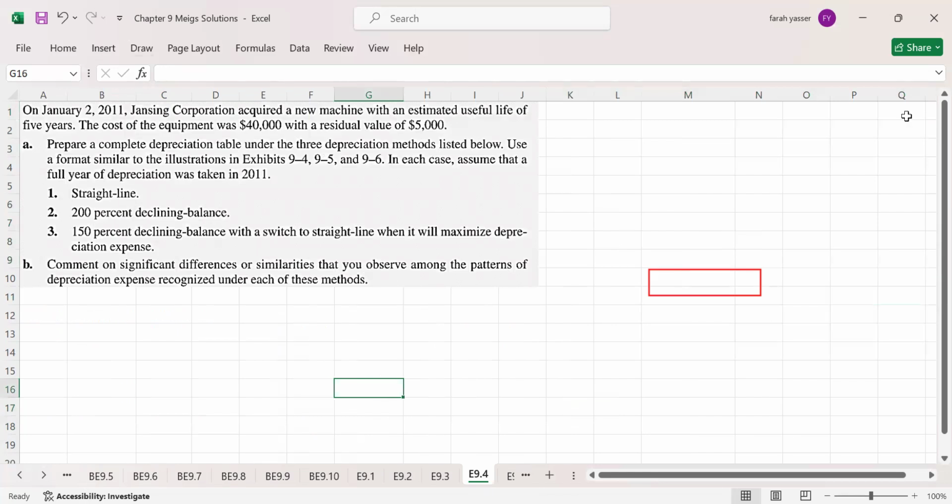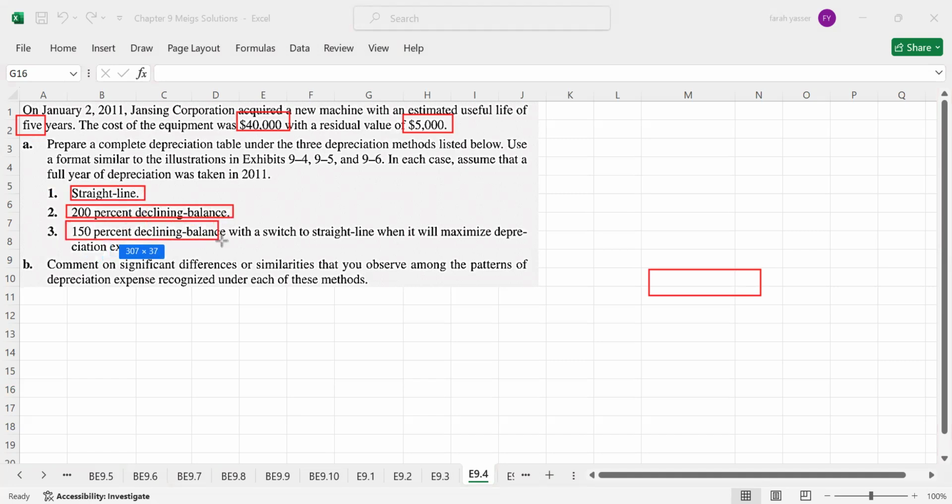So, the company has acquired a machine. Life is given as 5 years. Cost of the machine is 40,000, and this 5,000 represents residual value. The main requirement is to calculate depreciation under three methods, and this is the full depreciation method, which means all 5 years depreciation is required because life is 5 years. Straight line method, next requirement is 200% declining balance method, and third requirement is 150% declining balance method.